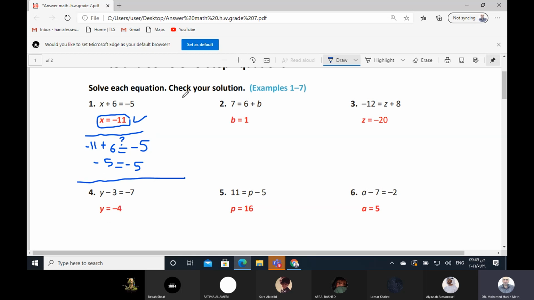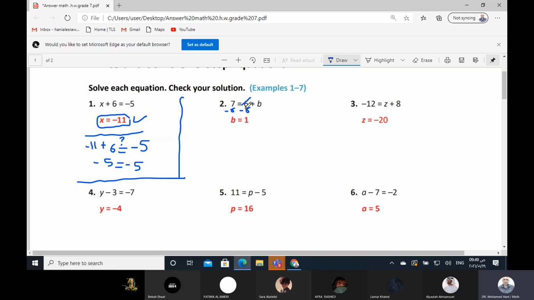Who has any question here? No questions. Okay. The next equation here, we have 7 equals 6 plus b. We want to find the value of b. Try to keep the variable alone on one side, so remove the constant. How to remove 6? Add the opposite. The opposite of 6 is minus 6. Add minus 6 to the two sides.